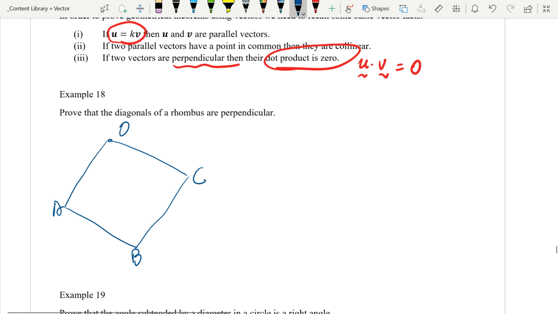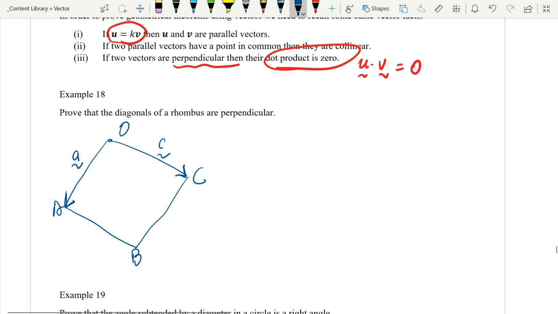What can you talk about for OA, OC, AB, BC? What can you say about them? They are the same magnitude. So if I go OA in this way and OC in this way, I say this is vector A and this is vector C.